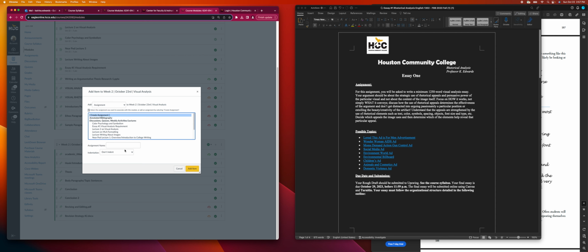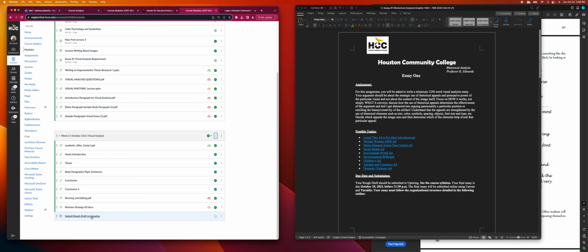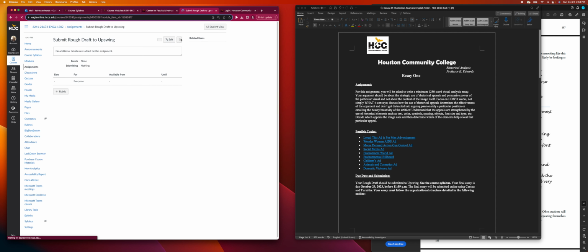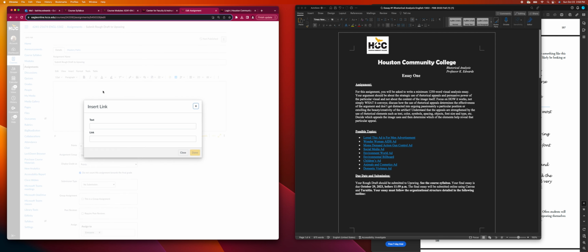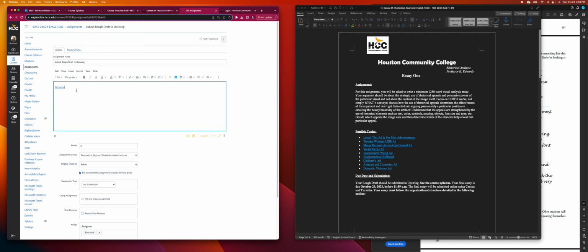I'm going to make it an assignment, but it will just say submit rough draft to Upswing. Again, the rough draft does not count against you. It is just there to give you feedback. So it's 0 points. It does not count. There is no submission, but I am going to provide the external link. It will say Upswing. Right? And you would just click on it.